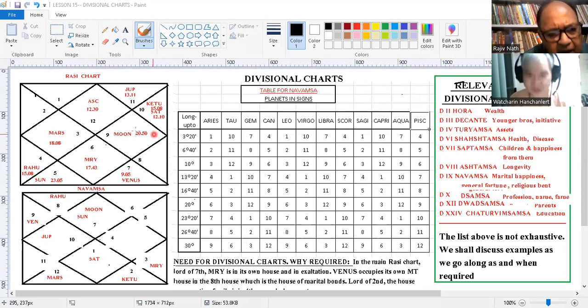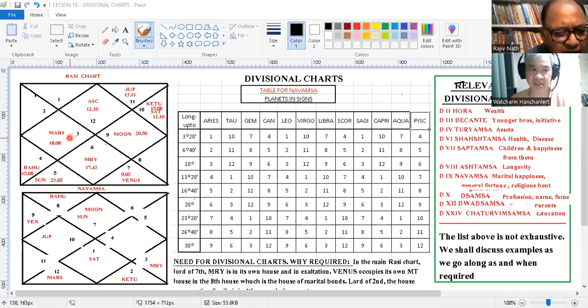Similarly, for any horoscope, any D1 chart, if you follow this table, you can prepare this Navamsa manually. Okay, now we have fixed up the houses of the Navamsa. Similarly, we have to see the placement of planets in the Navamsa. So we take up one by one.